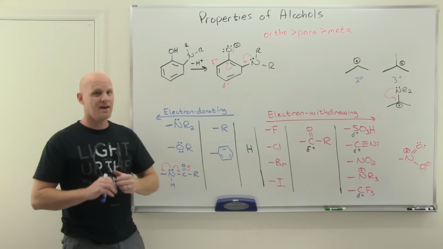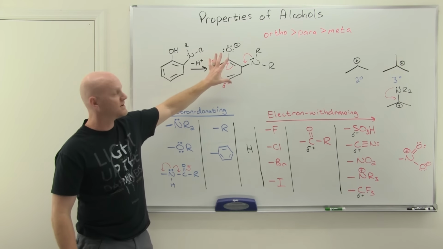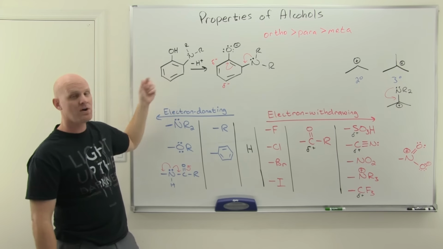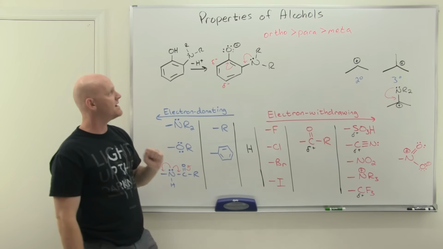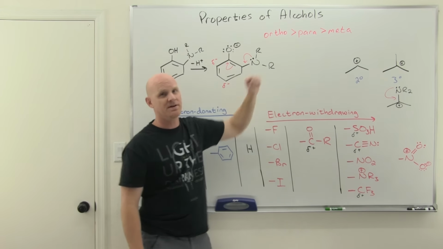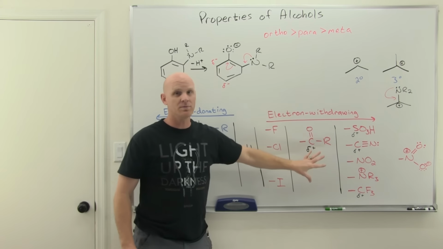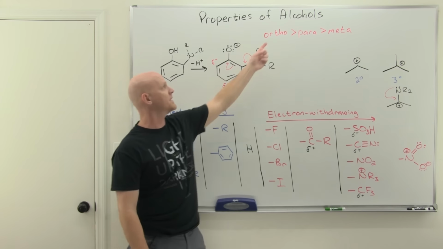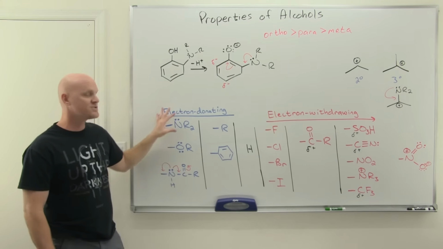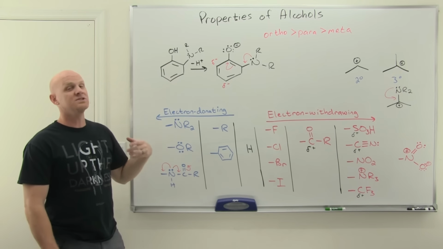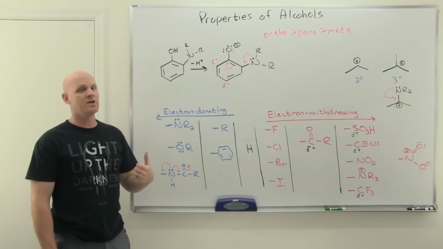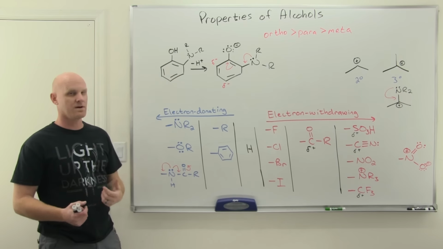And once again, if you want to change the acidity of a phenol, the biggest impact you can have is by putting the group on the ortho position. If you add a withdrawing group, you increase the acidity the most by putting it on the ortho position. But if you attach a donating group, you decrease the acidity the most by putting it in the ortho position. That's how that works.